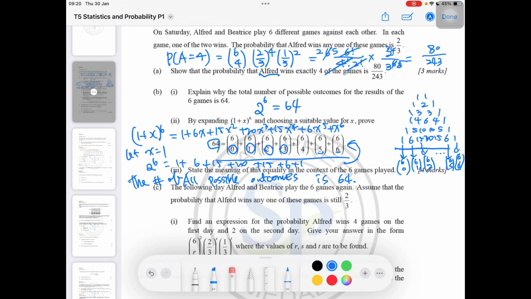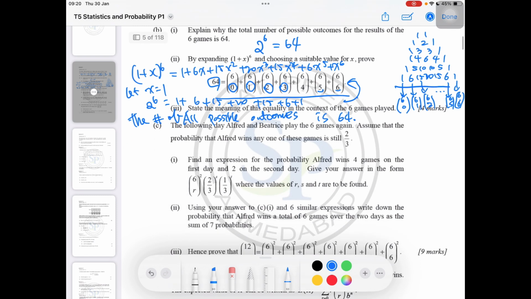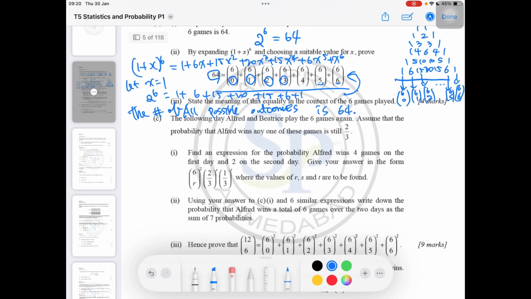Because they play just 6 games, how can they make different outcomes? I just explained it from the Alfred side, but Beatrice has the same result. Out of 6, he can win 0 to 6 times. So number C. The following day, Alfred and Beatrice play 6 games again. So yesterday it was like this, and another 6 games happen today.